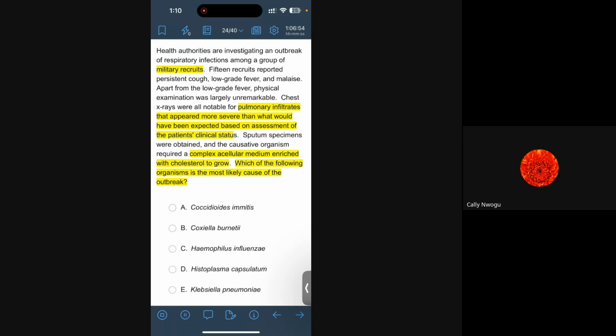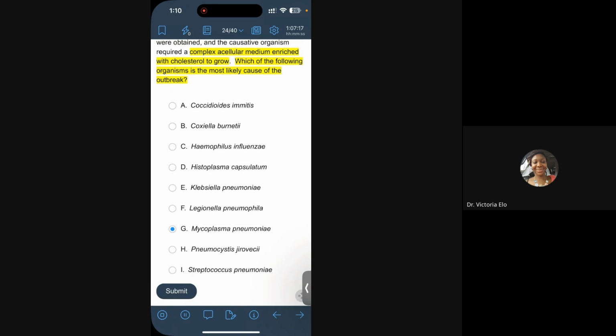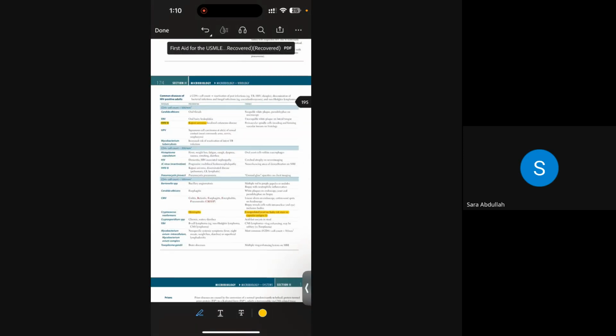The chest X-ray is more severe than the presentation, and the sputum requires a specialized growth medium enriched with cholesterol. All of these four things are consistent with what bacteria? Mycoplasma pneumoniae. Yes.